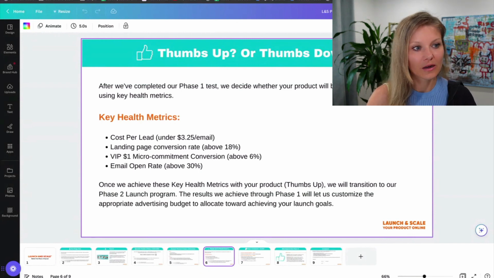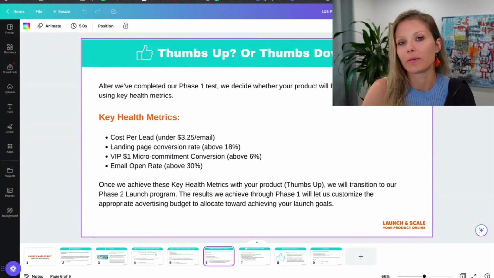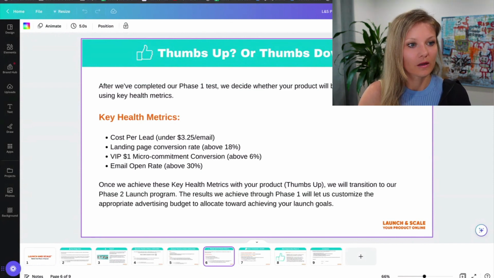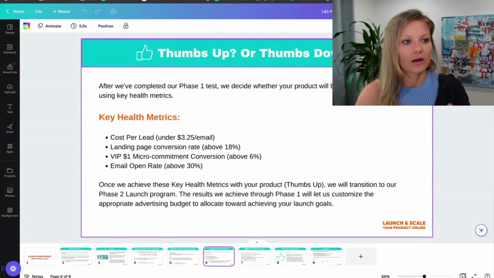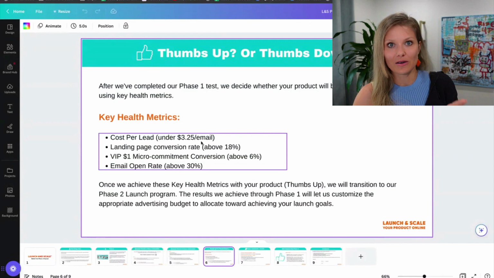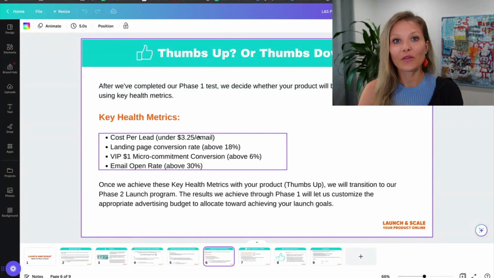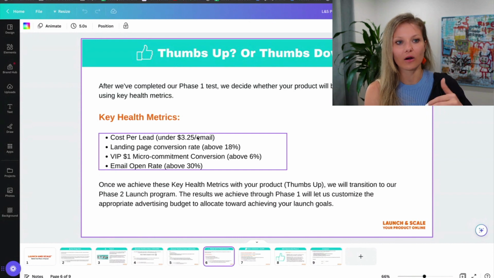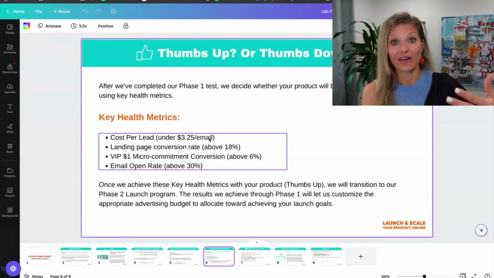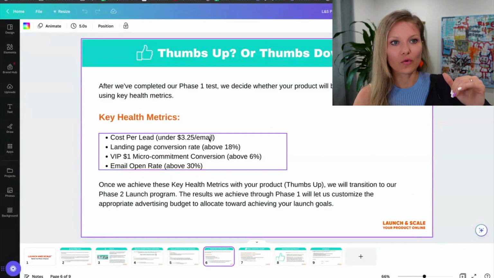Metric number three is that VIP micro commitment conversion above 6%. Okay. So what this means is that of everyone that joins your waitlist on page one on the landing page and lands on this page, we want to see at least 6% of people upgrade to $1. So this means that for every 100 emails you collect, we want to see at least 6 or 7 $1 transactions to know that our offer is attractive enough. Okay, so that is what we look for.